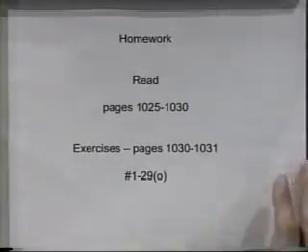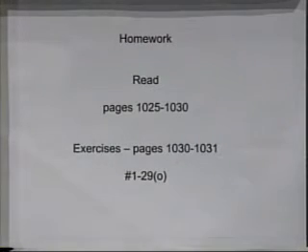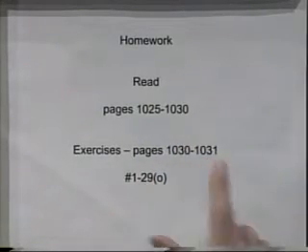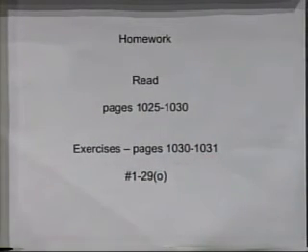All right, now what you people need to do is on pages 1025 to 1030, look over the examples. Very nice examples. Look at them. And then on pages 1030 to 1031, you need to know how to do 1 through 29, the odds. All right, and I'll see you people next time.